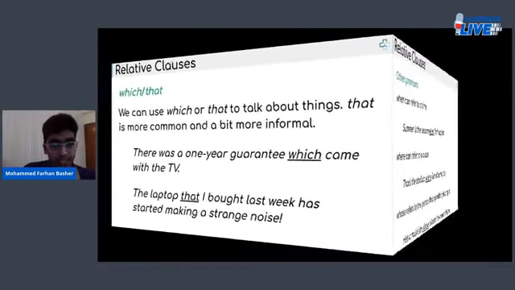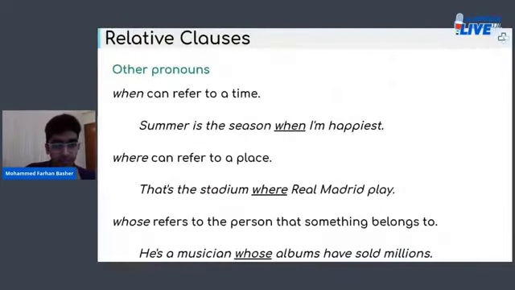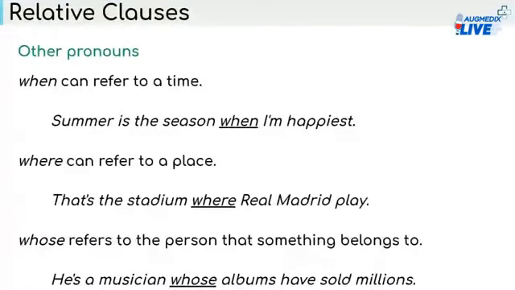Moving on to the next slide, we have other pronouns. What about when? We use the pronoun when to refer to time, to talk about the time of an action or of something. Summer is the season when I'm happiest. Summer is the season when something happens, right? So what happens when it's summer? Summer is the season when I'm happiest.